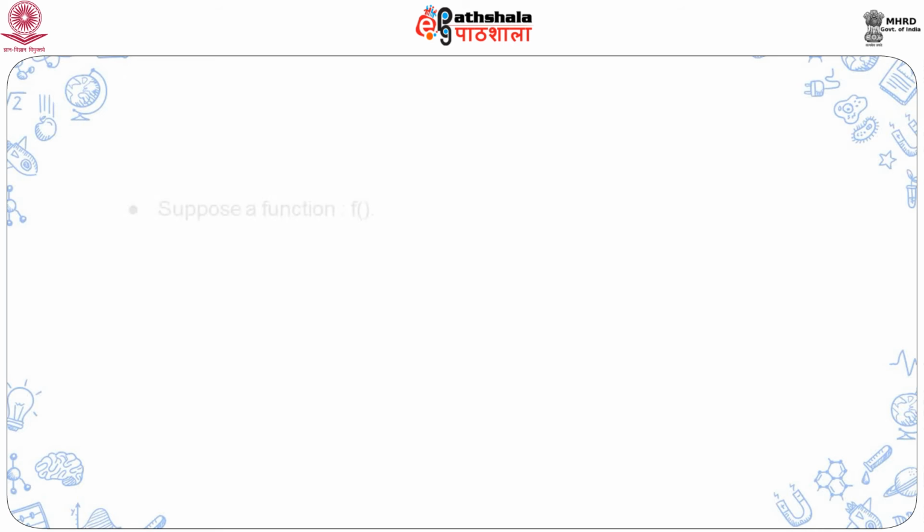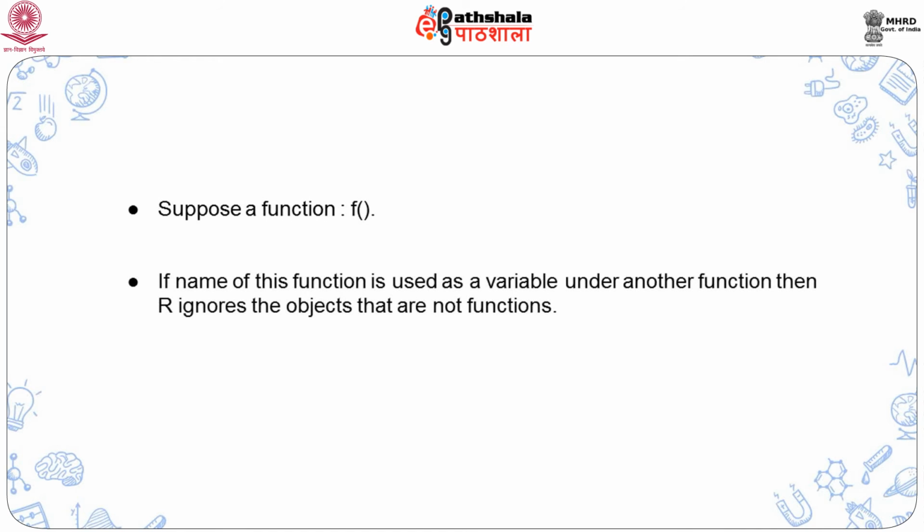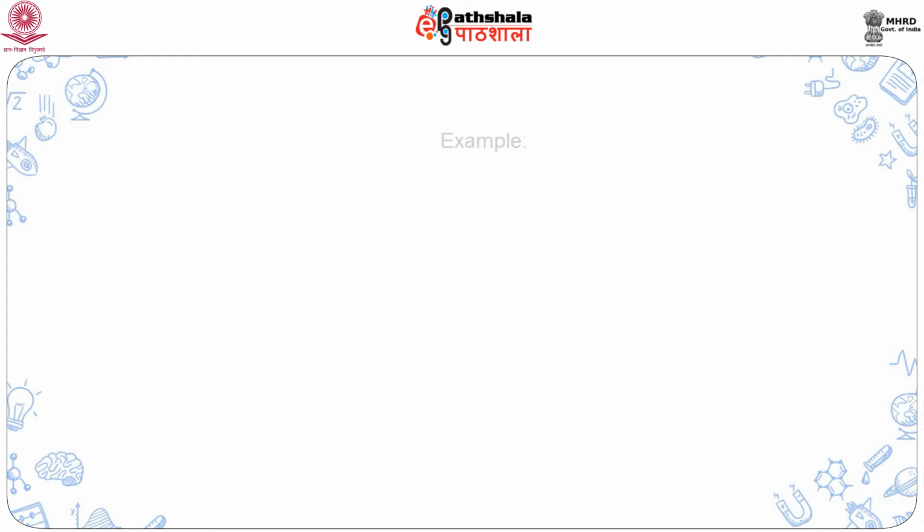Now suppose a function is defined as f. If the name of this function is used as a variable under another function, then R will ignore objects that are not functions while it is searching. Consider the example that had been given here. Here f is a function of x and it's giving the value x by 2.